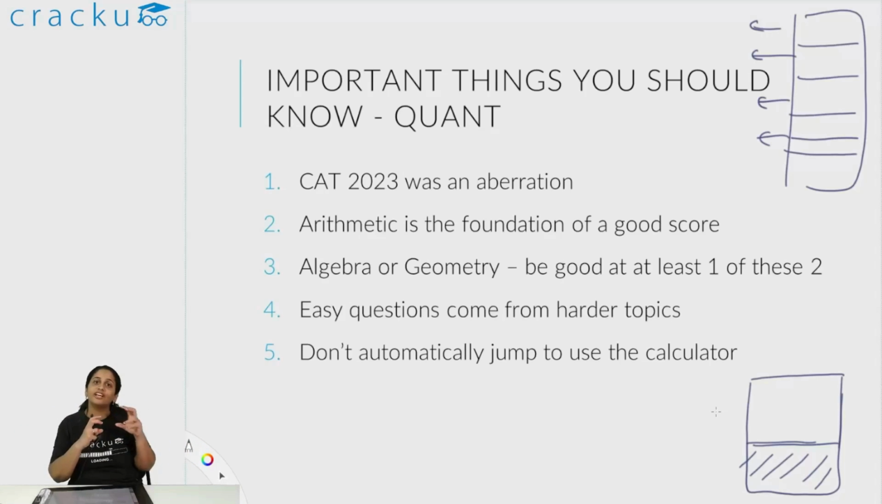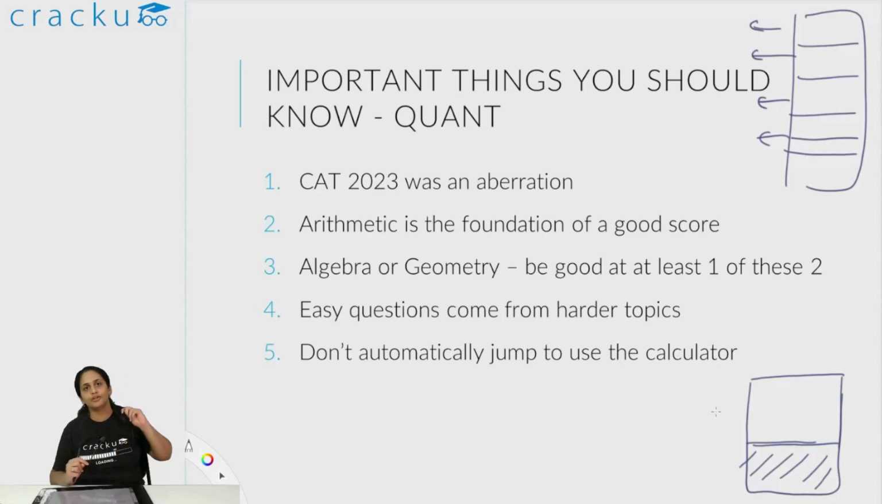Each of them will give 3 to 4 questions, and when combined with arithmetic, if you just do arithmetic and geometry well, you are clearing cutoffs. If you just do arithmetic and algebra well, you are clearing cutoffs. So remember that you have to do arithmetic very, very well. There is no alternative, there is no optionality there. But between algebra and geometry, you have to get very good at one of these two.